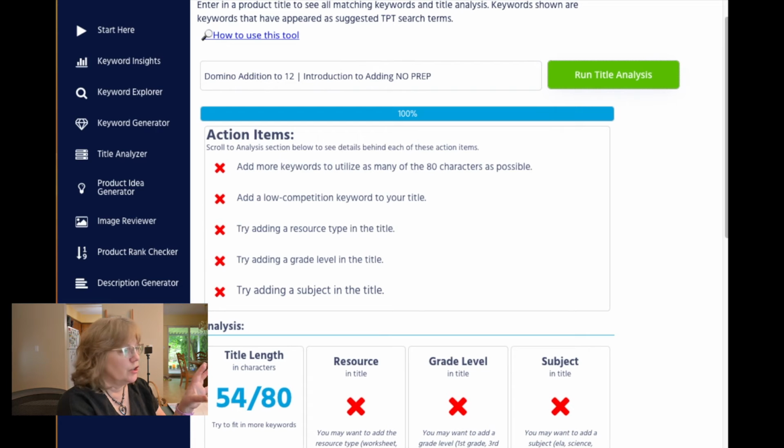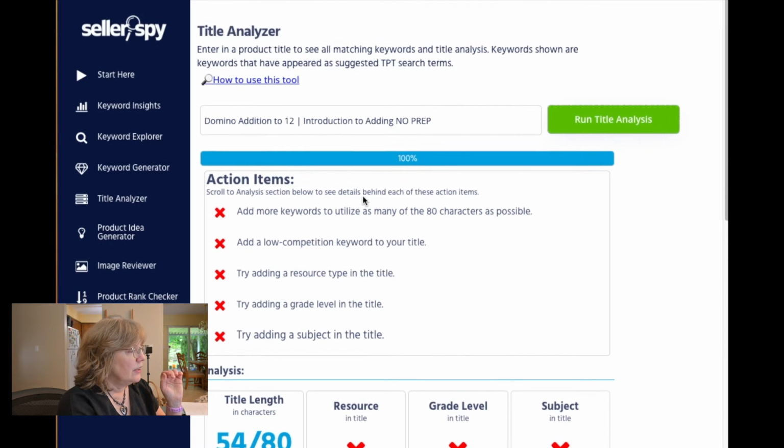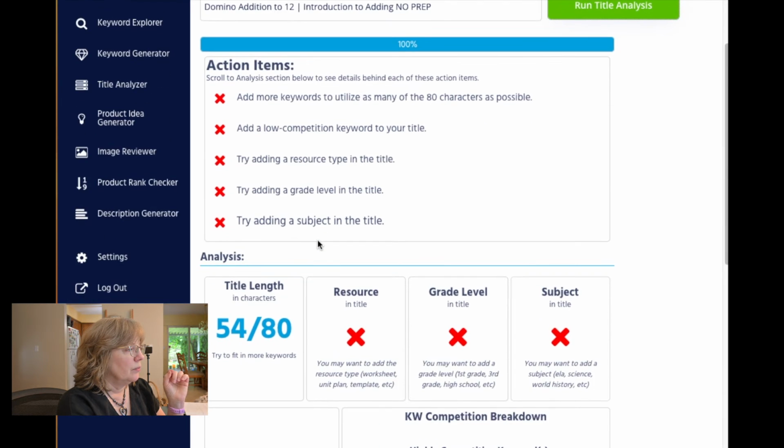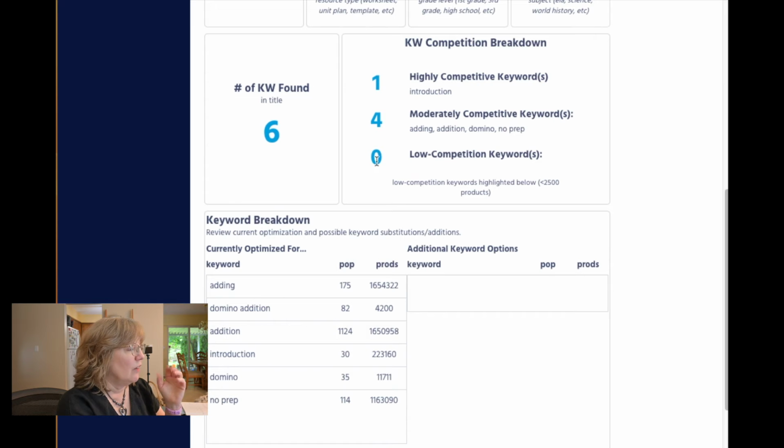This is what I wanted to show you, this title analyzer. And she gives you action steps. Add more keywords. So you have to do a little bit of research, find out what other keywords you are missing that are in your product that you could add to your title. I need to find a low competition keyword. Okay? I don't have one.